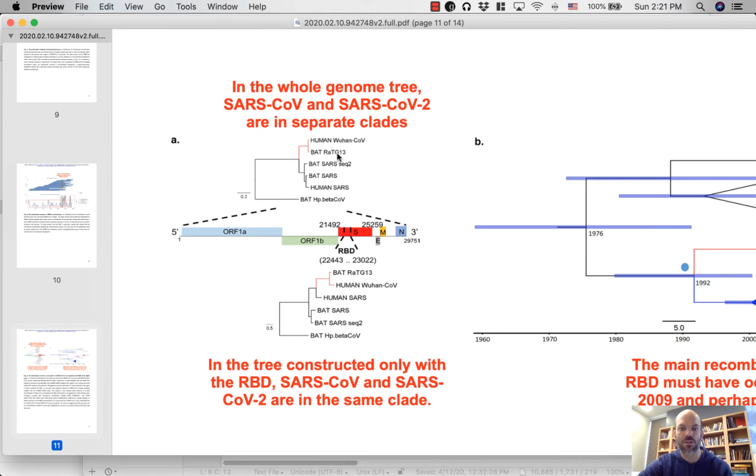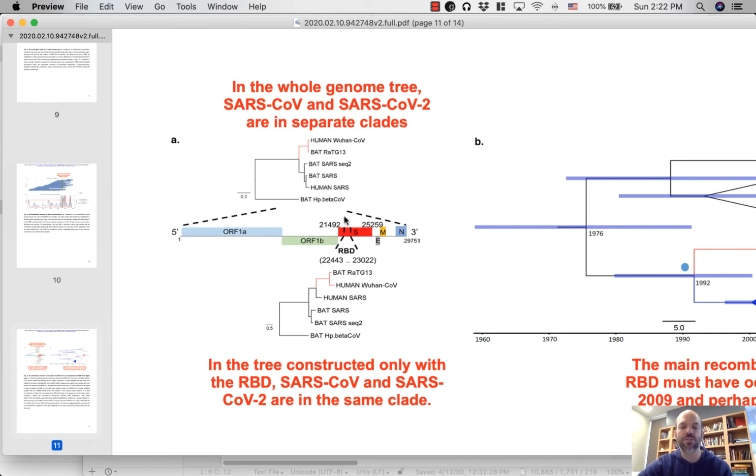So here's the first human SARS, here's the second human SARS that we are suffering through right now. They each have separate bat ancestors and different parts of the tree, right? And then if you make the tree with only the receptor binding domain, now the two human SARS viruses, which were previously separate, are showing up in the same part of the tree. The first human SARS groups more ancestrally than the most recent bat ancestor of the current human coronavirus, but separately from the other bat SARS-like viruses that were previously thought to be the ancestor of the human SARS virus.